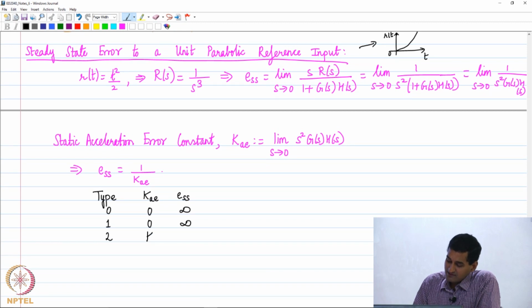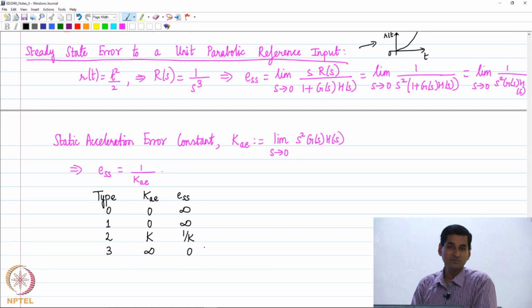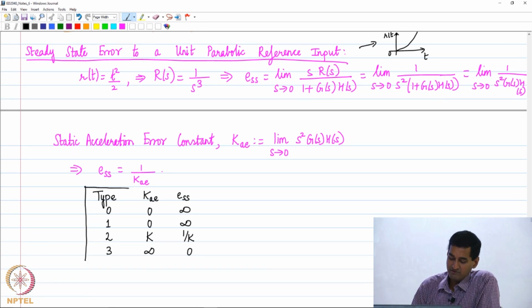So K_AE will be a constant K for type 2, and the steady state error will be 1 by K. Only for type 3 or more will the steady state error be 0. You can really check it. So this is what will happen if you want to track a unit parabolic input.